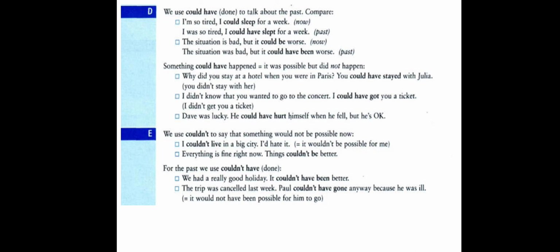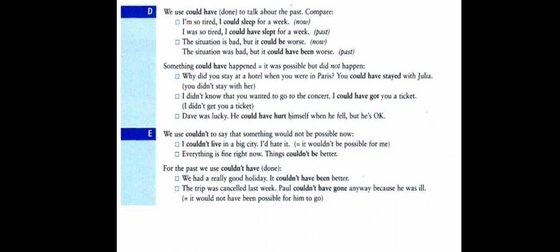Part E, we use couldn't to say that something would not be possible now. Could plus not plus base form is used to express that something would not be possible now, at present. I couldn't live in a big city. I would hate it. It means it wouldn't be possible for me. It wouldn't be possible for me to live in a big city.